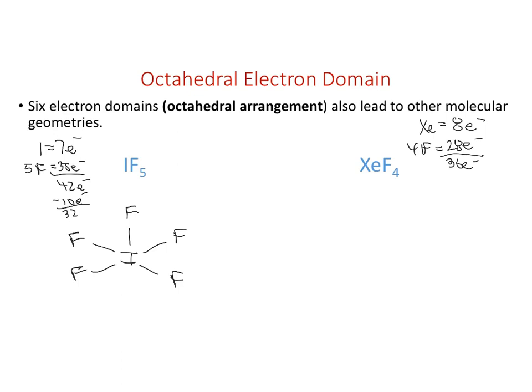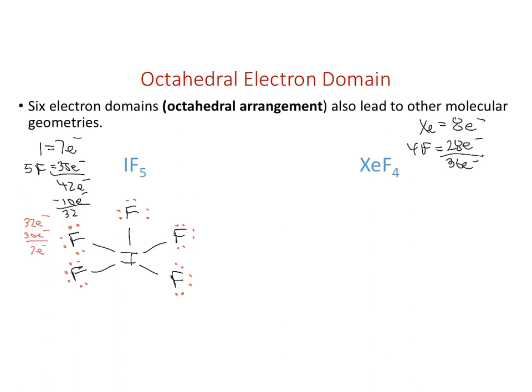The second step is I want to fill the octet of the surrounding fluorines. To do that, I'm going to assign 6 more electrons for each of the fluorines, and 6 times 5 will assign 30 of the remaining 32 valence electrons I have to assign. So I had 32 electrons left, I just assigned 30 of those electrons, and I've got 2 electrons left.